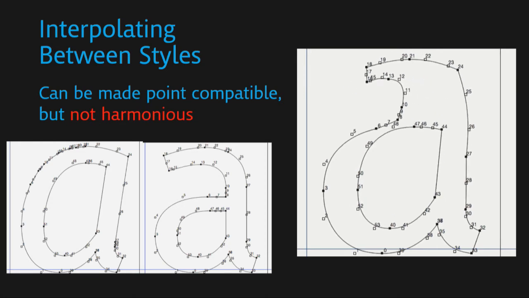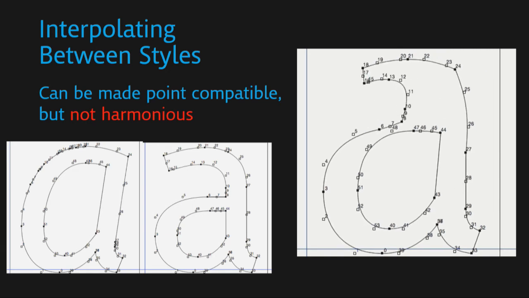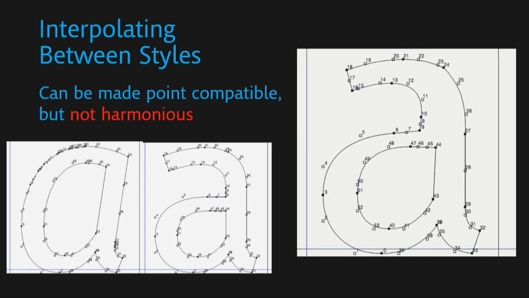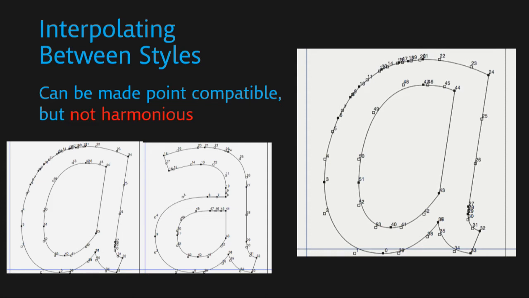Yeah, that's not harmonious. We would not call this harmonious, and we would never ship anything like this. But it is a nice test of our algorithm to say, okay, can we make these two shapes compatible? Well, yeah, we have a very clever algorithm to do that, and we can do it, but you shouldn't do that.